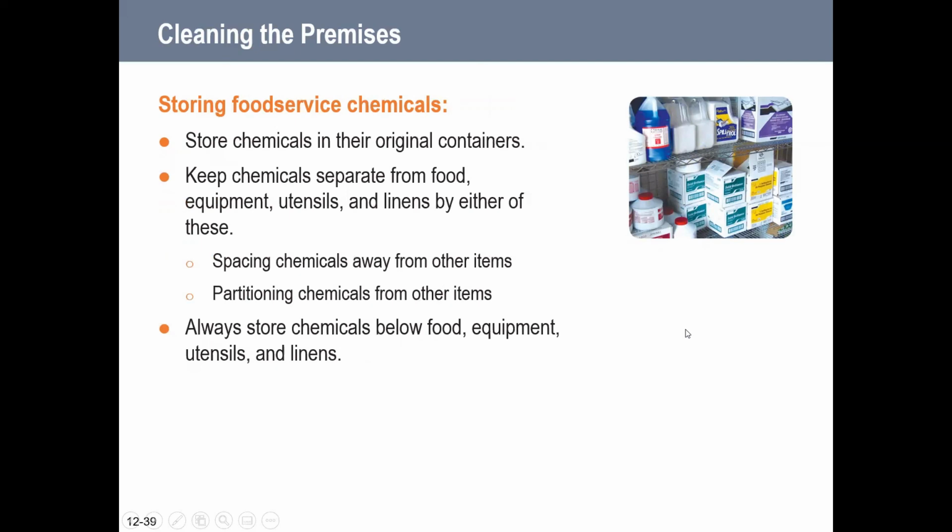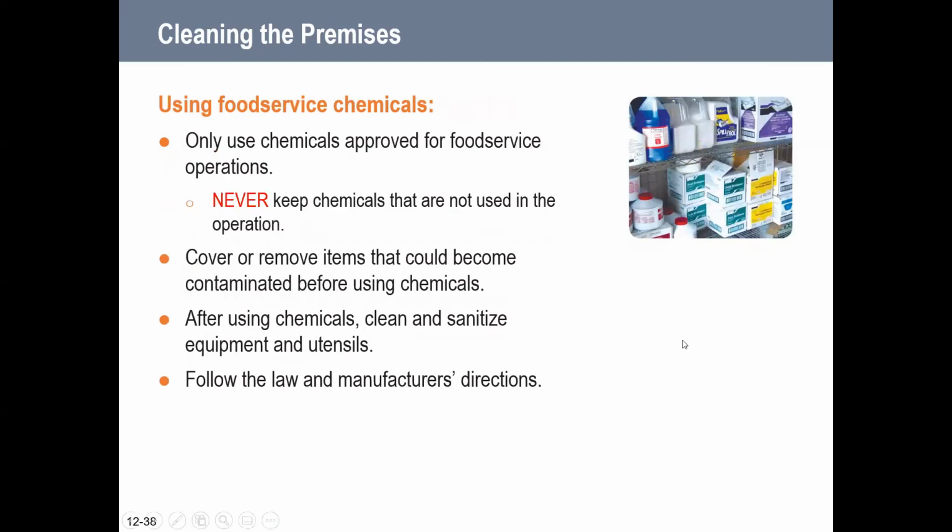Of course, when we are using those chemicals, like I've said before, make sure we're only using ones that are approved for us to use. Do not keep chemicals that we're not using. There's no reason to have chemicals on site if you're not using them. Make sure you cover or remove items that could be contaminated before using those chemicals. So if you need to use those chemicals, make sure wherever you're using them, food is not in that area because we don't want to contaminate them.